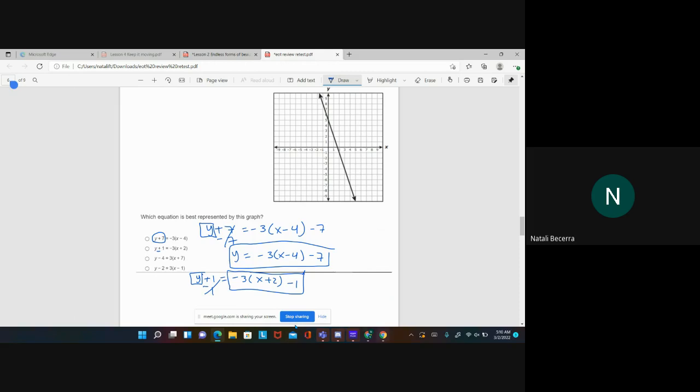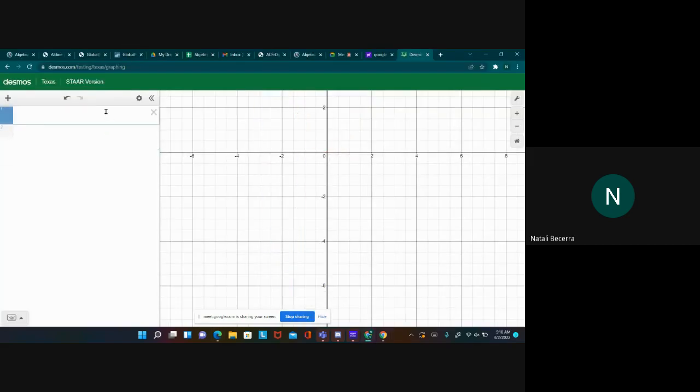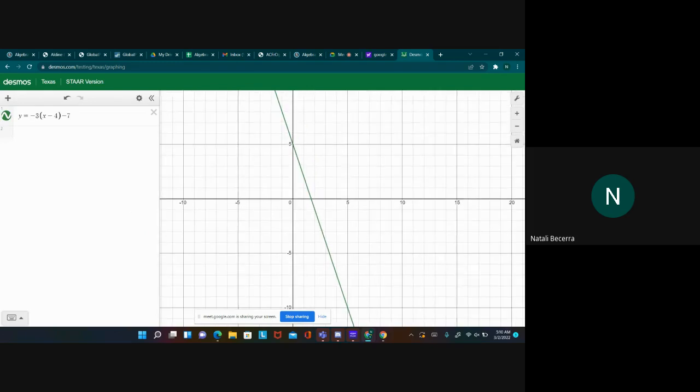So let's go ahead and do these. Let's see. Where's my decimals at? Right here. All right, so I have y equals negative 3x minus 4 and then minus 7. And on the graph, you have to look at the x-axis and the y-axis.